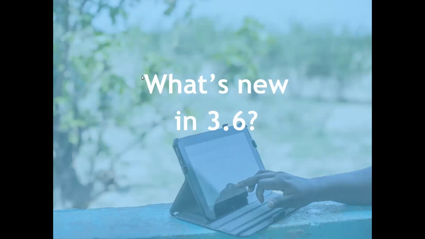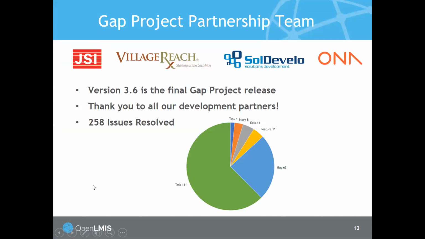So if you can go to the next slide, I'm just going to be sharing very quickly about some of the new features that we have in our latest release, which is version 3.6. Version 3.6 is the final release in our ongoing project that is actually just wrapping up called the GAP project, which has been going on for more than a year, and which has been worked on by the development partners that you see above. So JSI, Village Reach, Soldevelo, and ONA. And these are the teams that have been participating to develop new features in OpenLMIS and to continue the maintenance of the product as well. And so as the last release for the GAP project, we do just want to thank all of our development partners. We could not have got as far as we have gotten over the last year plus on this project without each and every one of you. So thank you for your involvement.